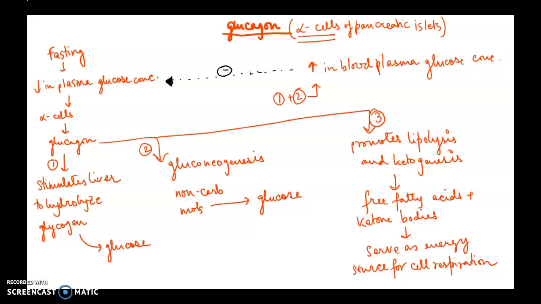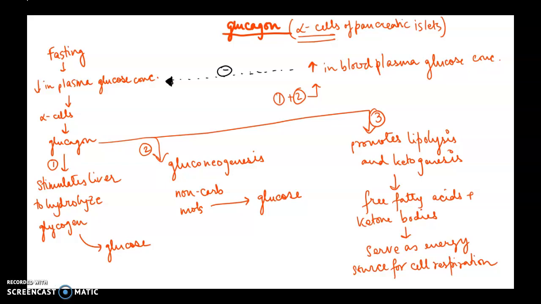So when do we need that? We need more blood glucose when we are fasting, right? So obviously when we are fasting, the blood glucose concentration gets too low. And that stimulates the alpha cells to produce glucagon. Now, glucagon works in three ways.